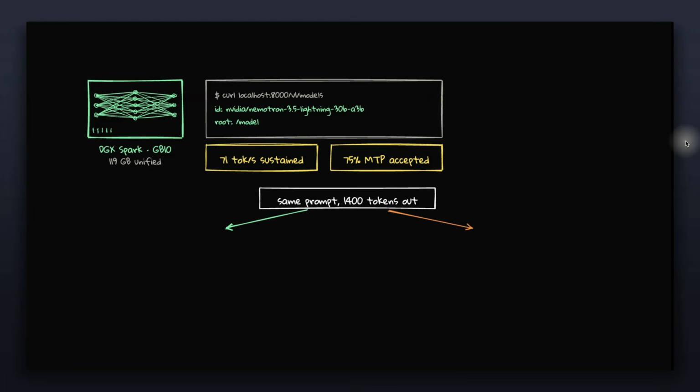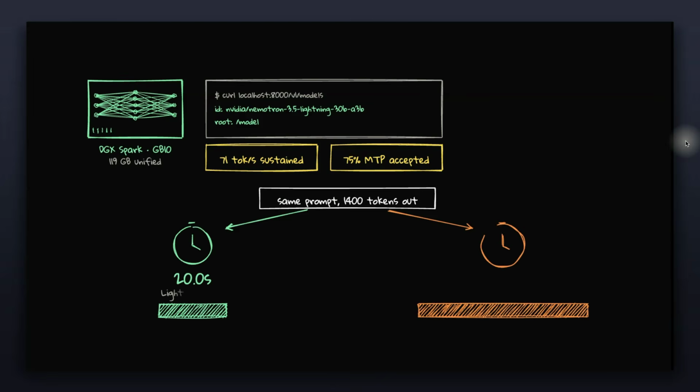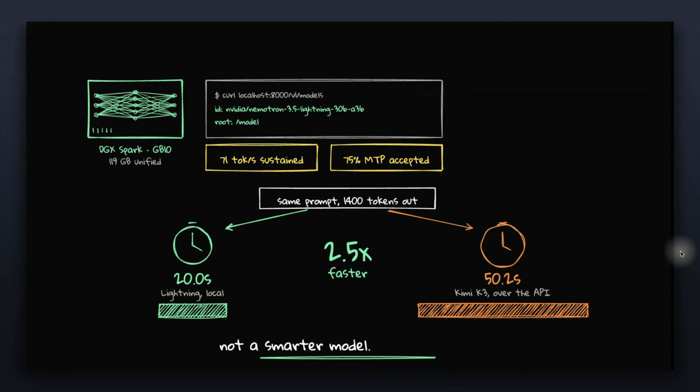So to test this, I gave a 1400 tokens reasoning task to the Lightning model locally, and then to Kimi K3 over the API. Even on DGX Spark, it finished the task in about 20 seconds. Kimi K3 took about 50 seconds. Now, for this specific task, I was more interested in the speed, and it's much faster, even though it's running on the DGX Spark. And there are a lot of tasks where you don't need more intelligence, but you need more speed and privacy.